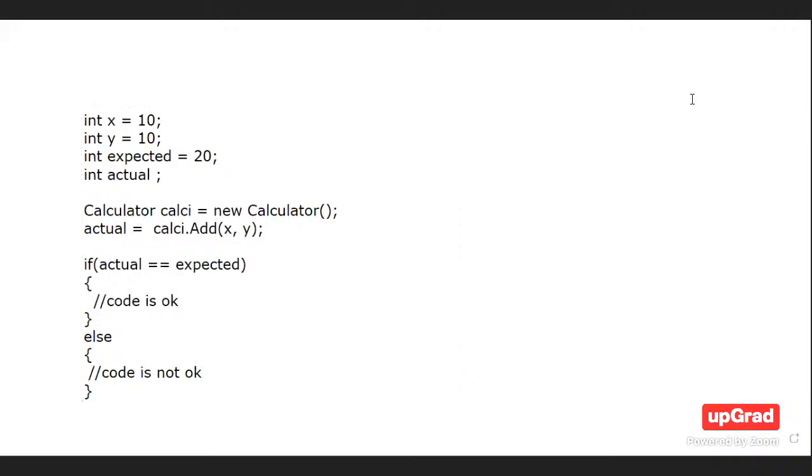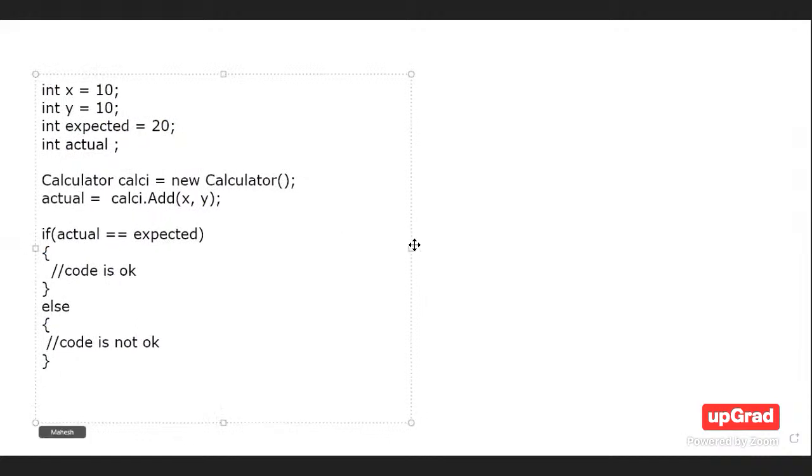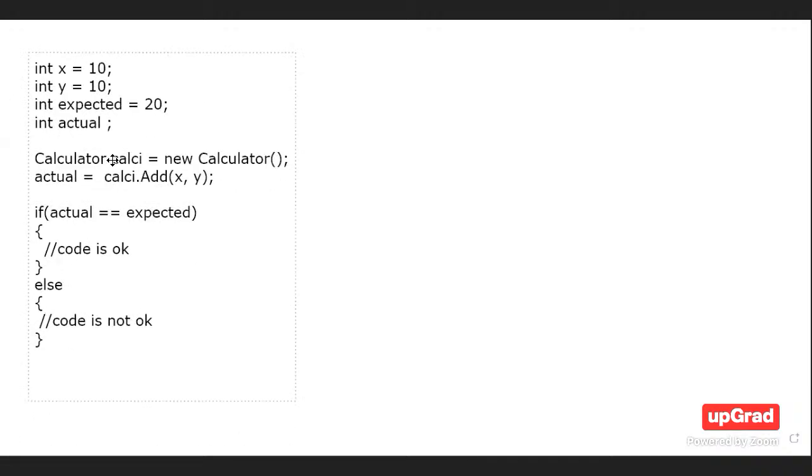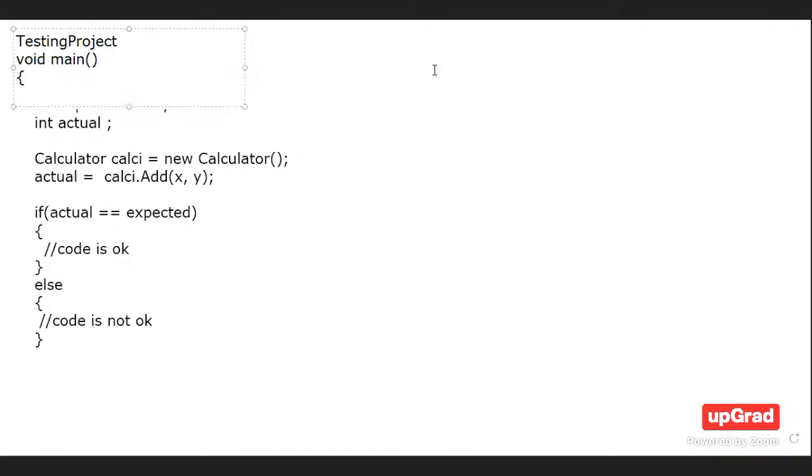So the point is, this piece of code should work for us. Now it may happen that this piece of code is written in some project, let's call it the testing project. Somewhere in the testing project we have written this piece of code. Imagine a scene where there is a void main here, and I am simply calling it out here. So this is how it goes.